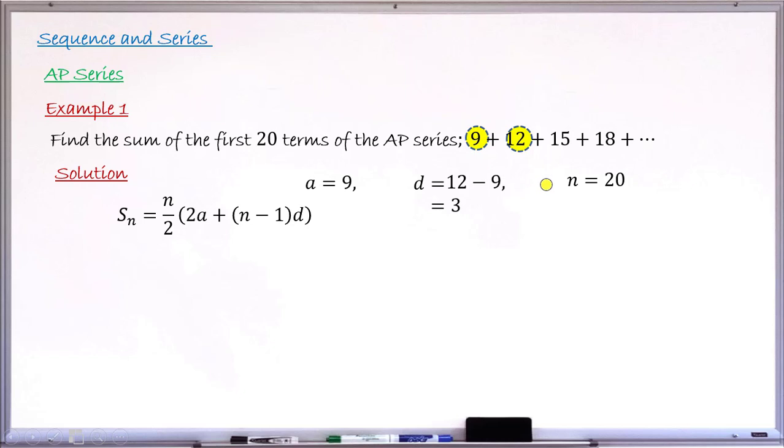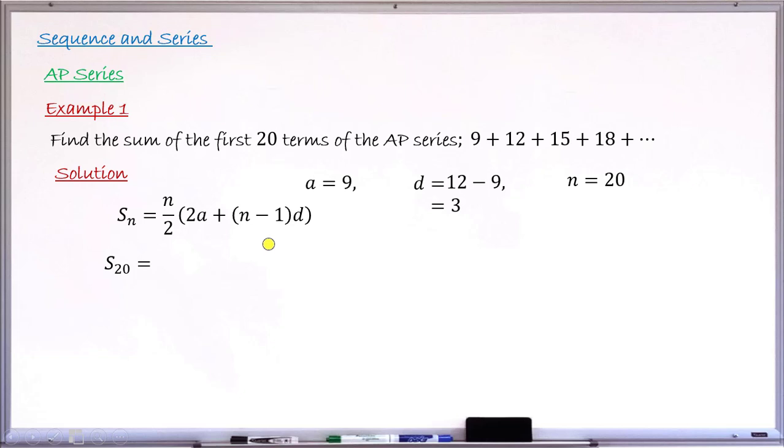So I have all the 3 variables in this very formula. So I'm just going to substitute. I'm now going to have S20. I have replaced the n by 20. Look at it, I'm interested in the sum of the very first 20 terms.